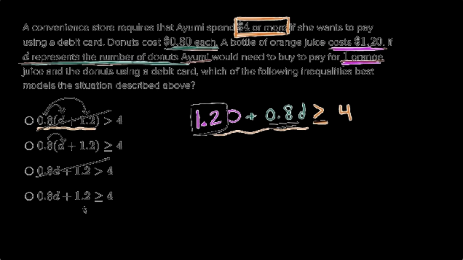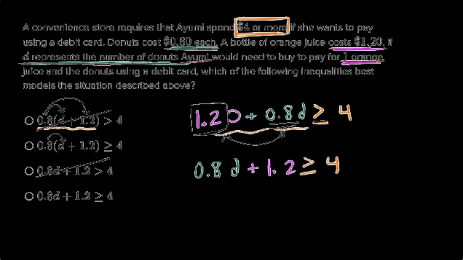And then lucky for us, this right over here is very similar. It's exactly what we wrote up here, with just the difference that instead of writing $1.20, they wrote 1.2. So if you just swap these two around, we do it in those same colors. You get 0.8D plus, instead of writing $1.20, I'll just write 1.2, is greater than or equal to 4. So this is exactly what we had over there. So I would definitely feel good about picking this one.